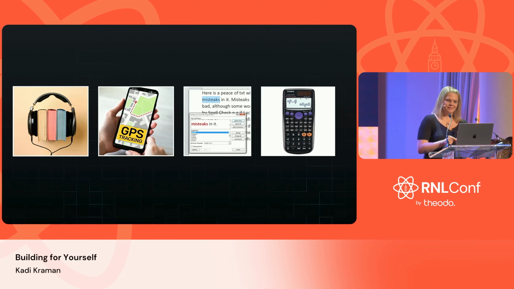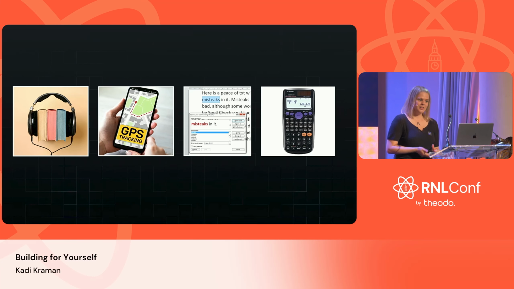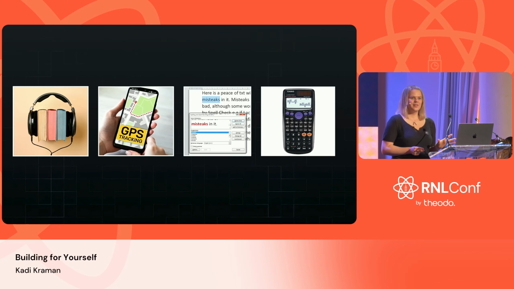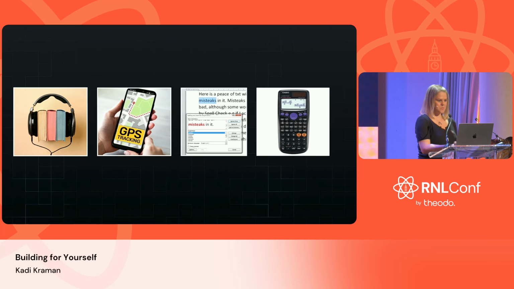So audiobooks, created for reading for the visually impaired. GPS, originally this was military technology for precise tracking. Spell check, originally assistive tech for dyslexic writers. And calculators were initially for helping people who are bad at maths. But as it turned out, mathematicians and engineers will also choose not to do calculus if given the option.